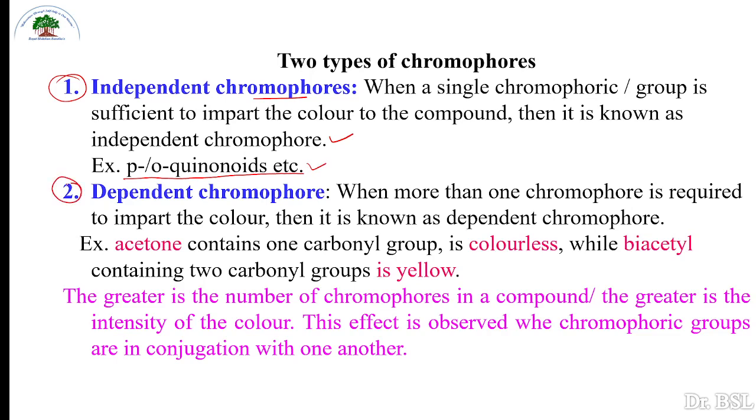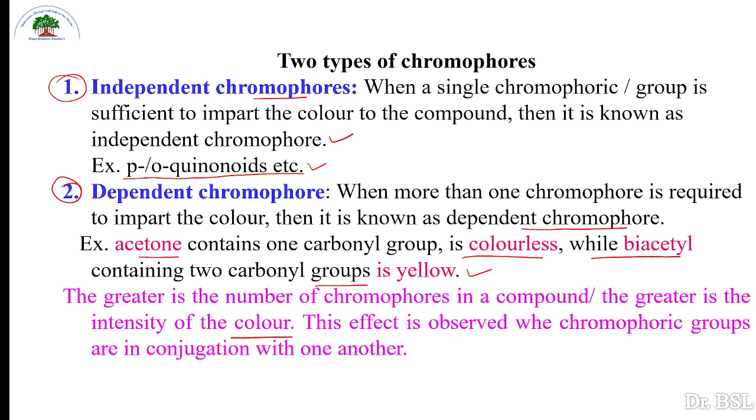There are also dependent chromophores. When more than one chromophore is required to impart the color, then these are known as dependent chromophores. For example, acetone contains one carbonyl group. This is colorless, while biacetyl, containing two carbonyl groups, is yellow. The greater the number of chromophores in a compound, the greater the intensity of color.